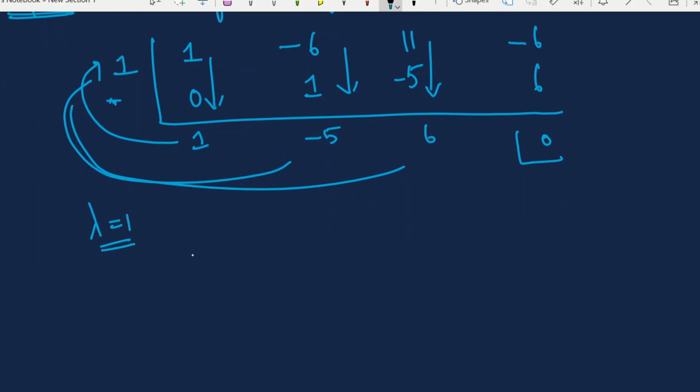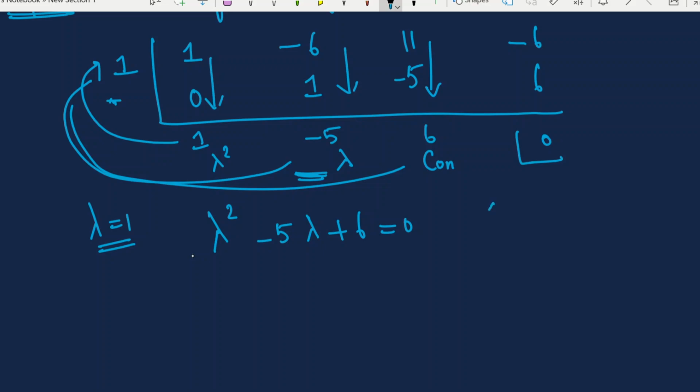Next, from these values, our cubic equation is reduced to a quadratic expression. So from here we can write the quadratic expression. This is the constant term, this one is the lambda coefficient and this is the lambda square coefficient. Now lambda square minus 5 lambda plus 6 equals 0 is our reduced equation.